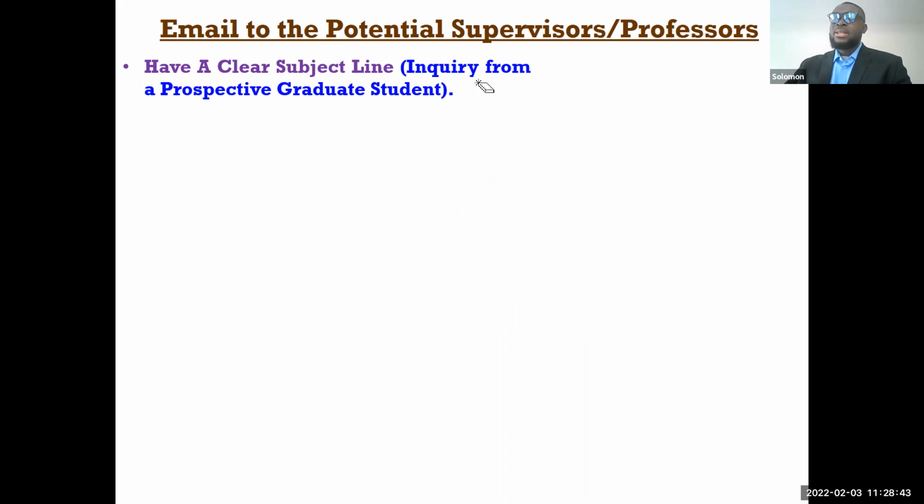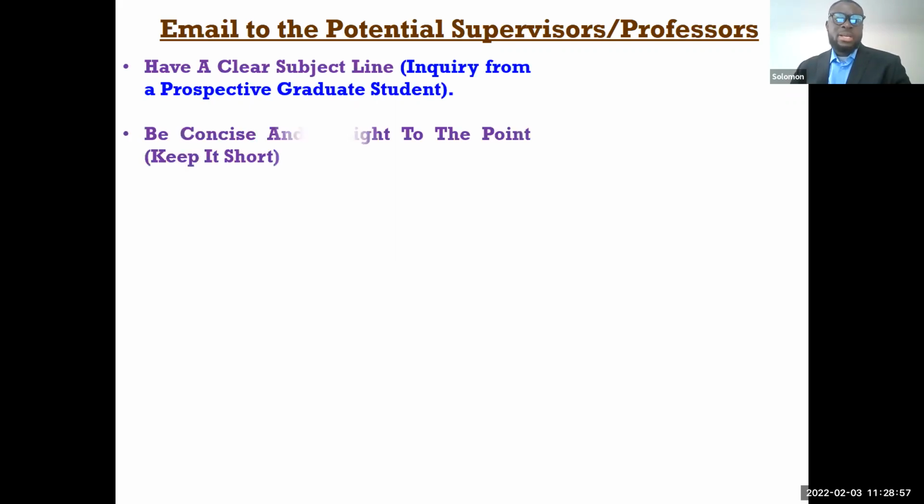So have a clear subject line, all right? The typical one can be inquiry from a prospective graduate student, all right? It's a good line. At least as soon as the prof sees that, they know that this student is actually coming to ask for an open position. And it's good, so that you don't keep people thinking about stuff.